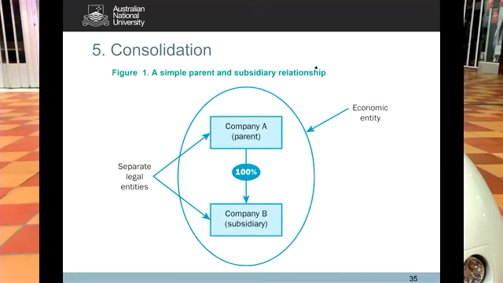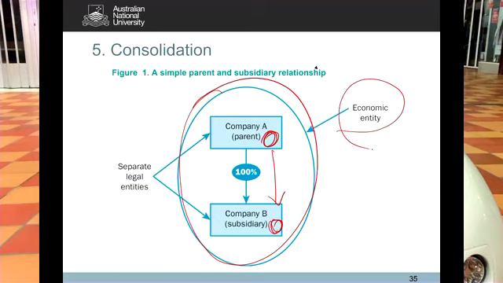Let's have a simple look, okay? This would be just the very simple parent and subsidiary relationship. So the two together are one economic entity. But these two are two separate legal entities. One controls the other, and the one controlling is the parent. The other one is the subsidiary. Okay, this is simple, and the two together would be treated as one single economic entity. But the two actually are two separate legal entities.